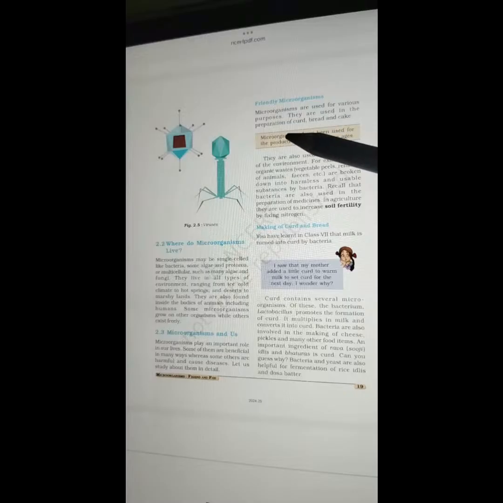They are used in the preparation of curd, bread, and cake. Microorganisms have been used for the production of alcohol since ages. They are also used in cleaning up of the environment. For example, the organic waste, vegetable peels, remains of animals, feces, etc., are broken down into harmless and usable substances by bacteria. Recall that bacteria are also used in the preparation of medicines. In agriculture, they are used to increase soil fertility by fixing nitrogen.